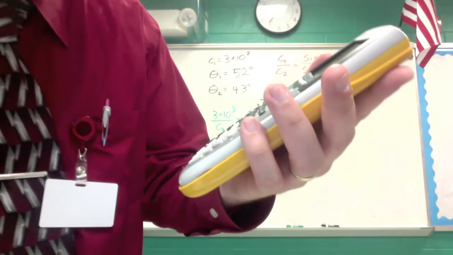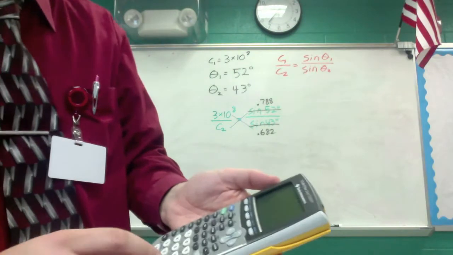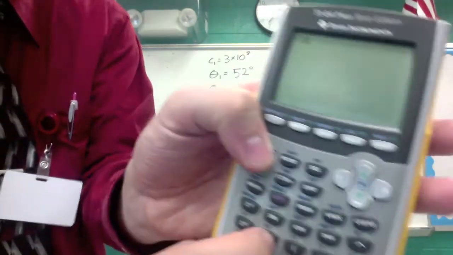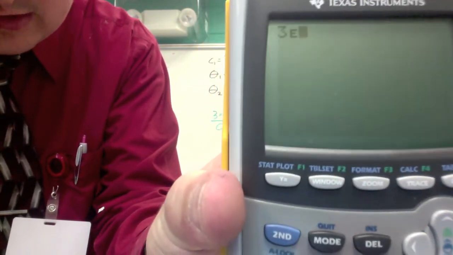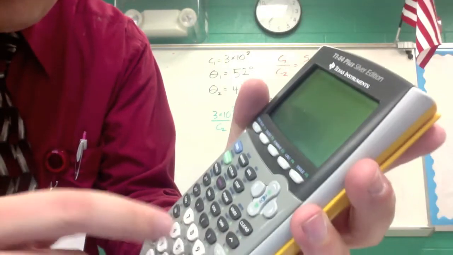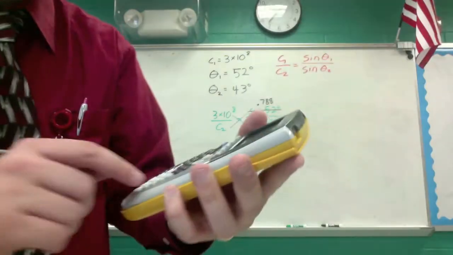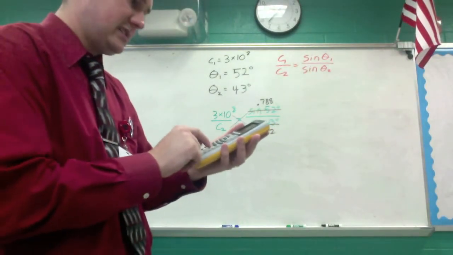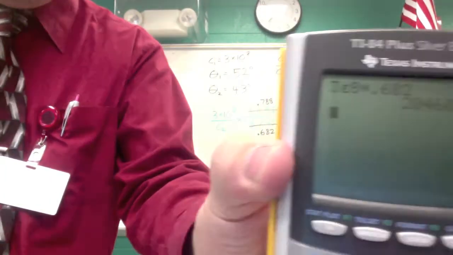Okay, calculator. Looking at this, if you look here, I'll find it. Right above the comma, there's the EE button, and it gives you this little E. So if I put 3, and then I hit the little EE button, it gives me that little E. That little E in the TI calculators means times 10 to the. So if I put in 3E8, that means 3 times 10 to the 8th. So if I multiply that times 0.682, it gives me that big number.